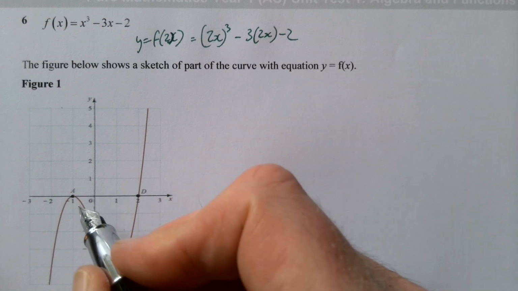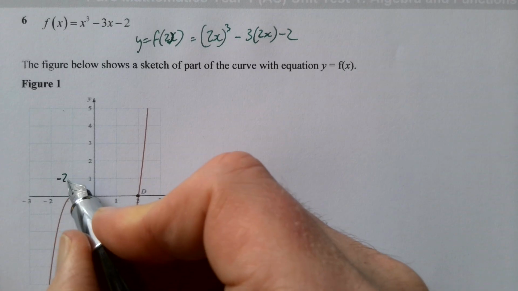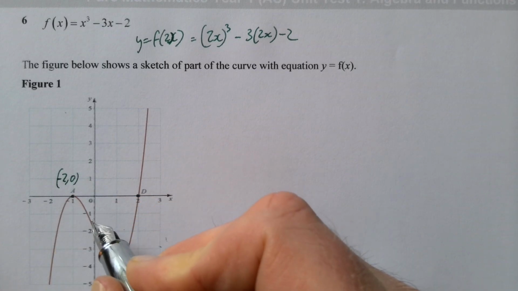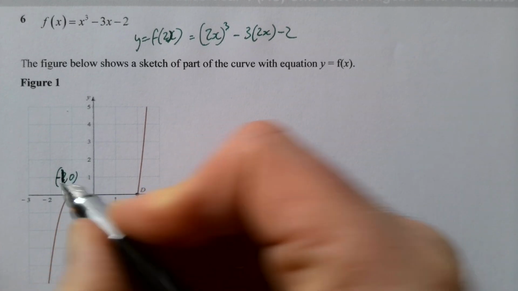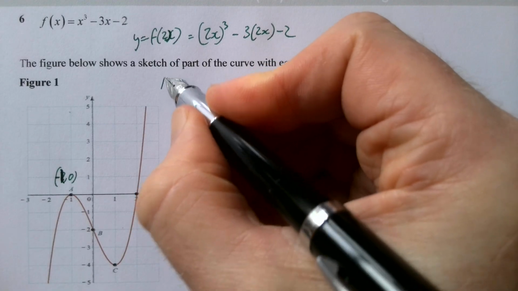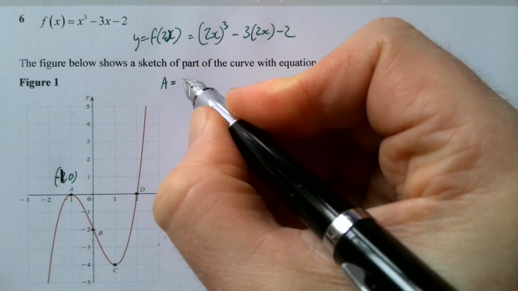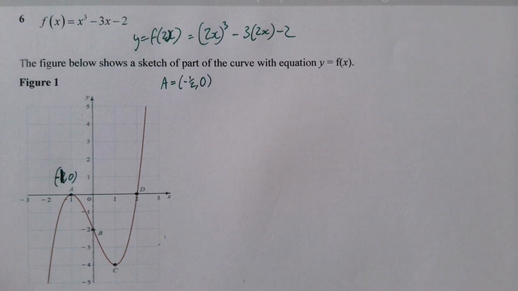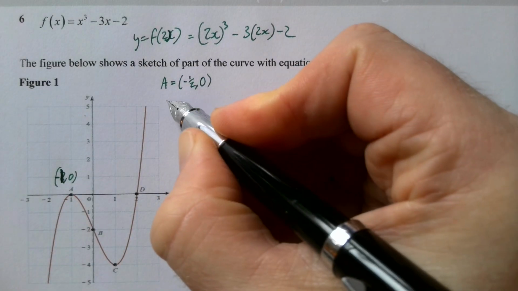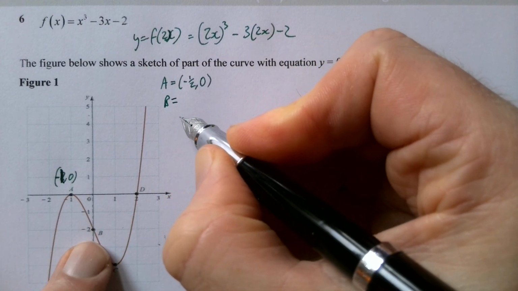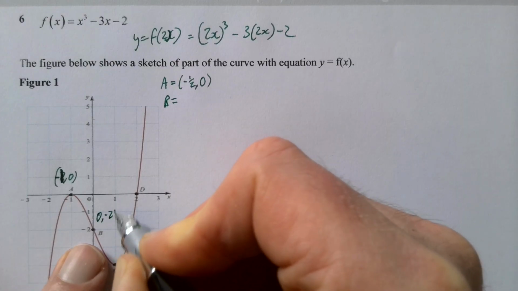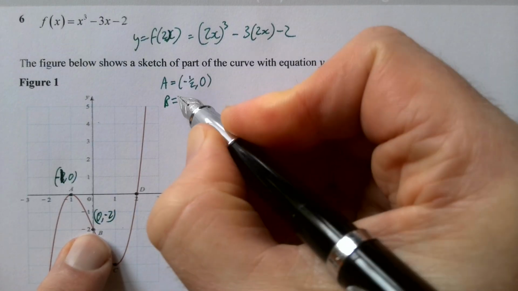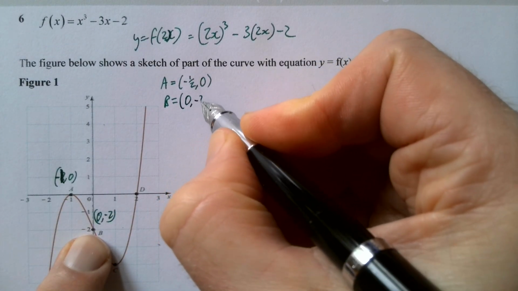So my A here, it's negative 2, 0. Sorry, no, it's not. That's negative 1, 0. So my point A is going to become negative 1/2 and 0. My point B, at the moment, that's 0, negative 2. So when it's 0, you halve 0. That's still going to be 0, negative 2.